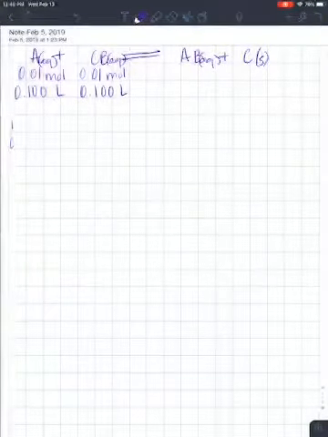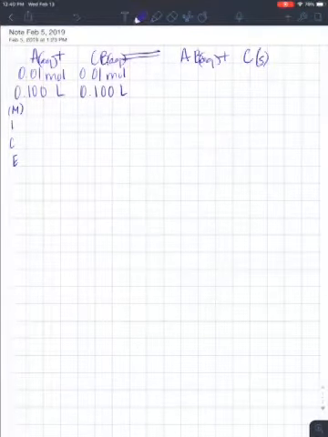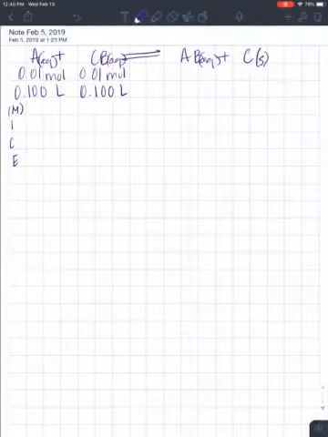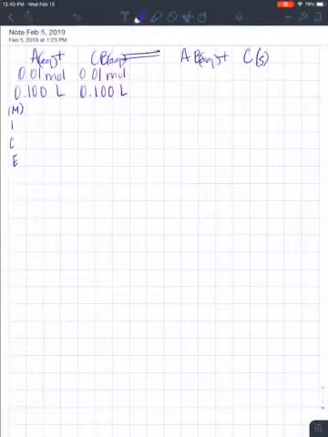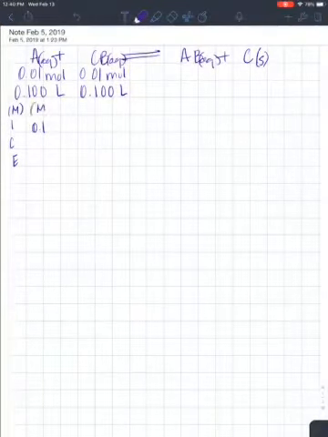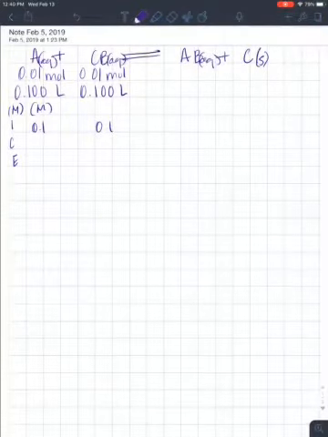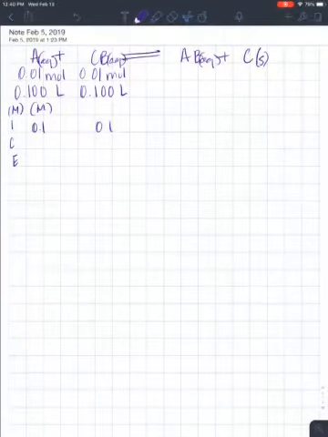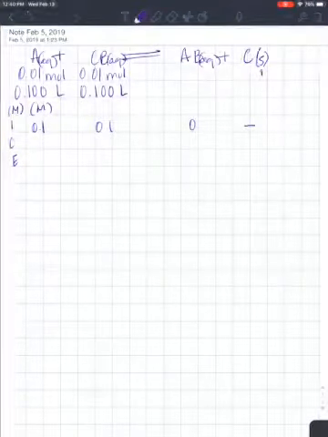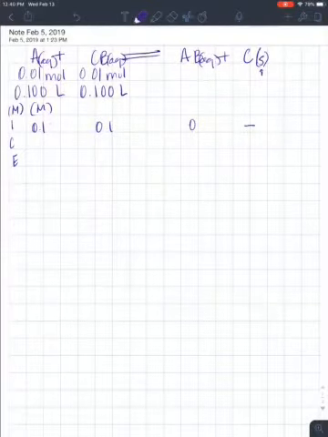Okay, so I'm going to set up an ICE table. And in my ICE table, I'm going to put everything in terms of molarity. So I'm going to combine these values. I'm going to divide 0.01 moles by 0.1 liters, and I'm going to get a value of 0.1 molar, right? I'm going to leave them out of the table so it's easier. 0.1 molar. And at the very beginning of my reaction, I don't have any of that. I also don't have any C, but I don't care because it's a solid and it's not going to show up in my equilibrium constant expression.